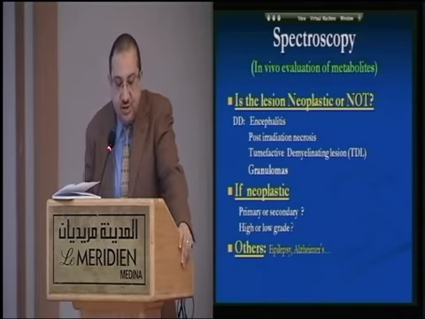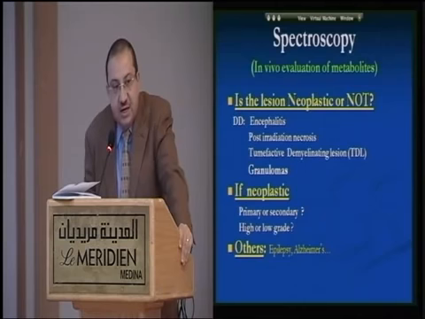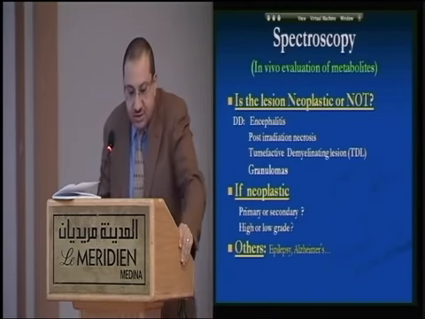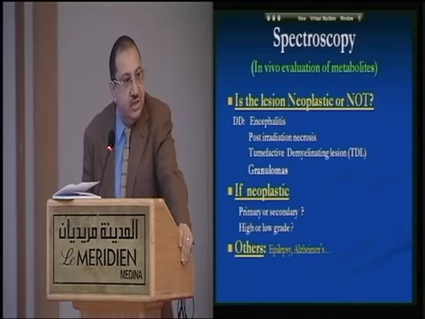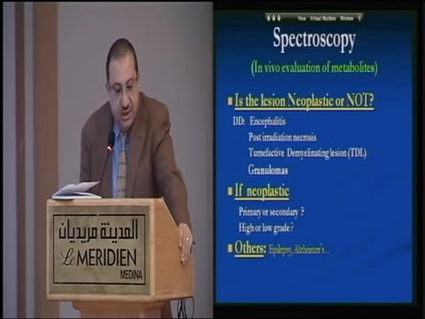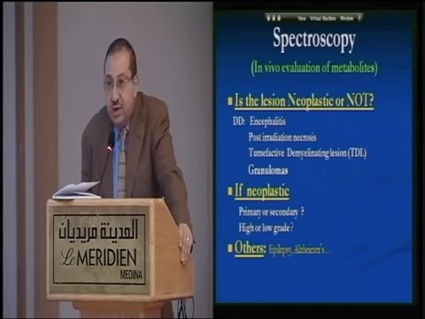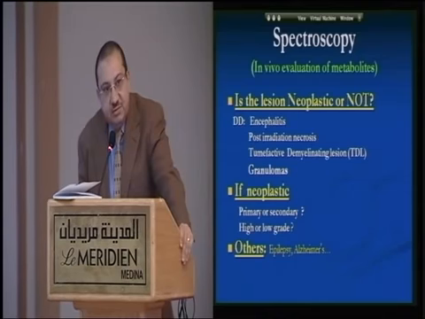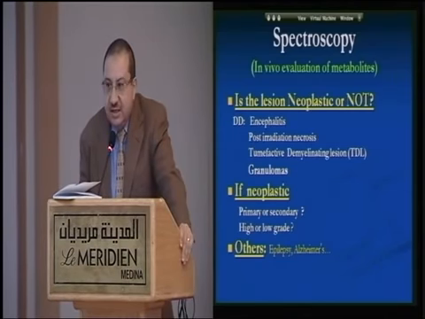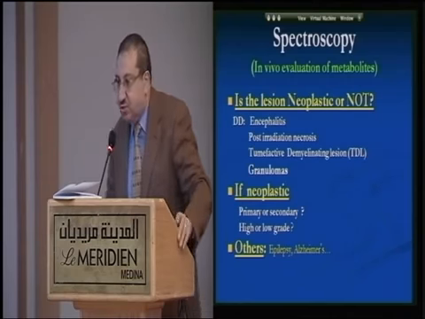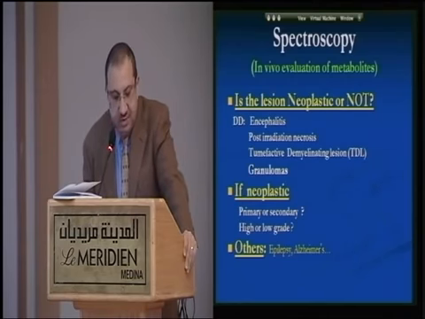The first question: is the lesion neoplastic or not? I mean, to differentiate tumors from encephalitis, post-irradiation necrosis, TDL, granulomas. If we diagnose it as a tumor, we have to answer whether this is a primary tumor or a secondary one. If it is a primary, is it a high-grade or low-grade tumor? Finally, spectroscopy also has its role in epilepsy, Alzheimer's, and other diseases.